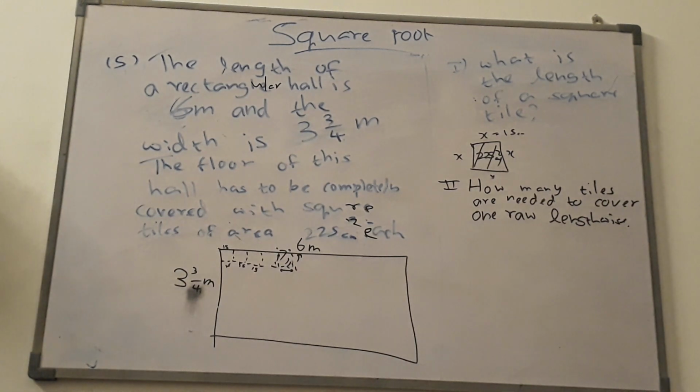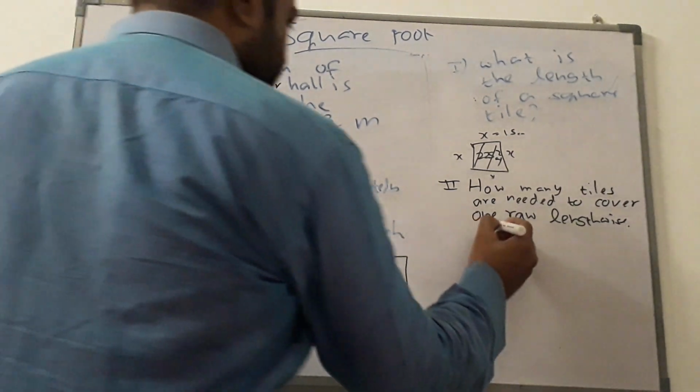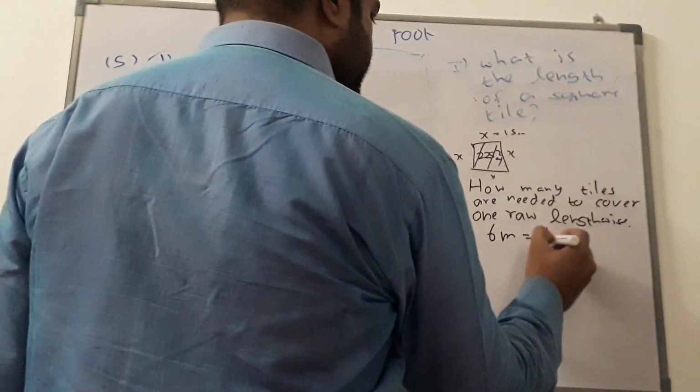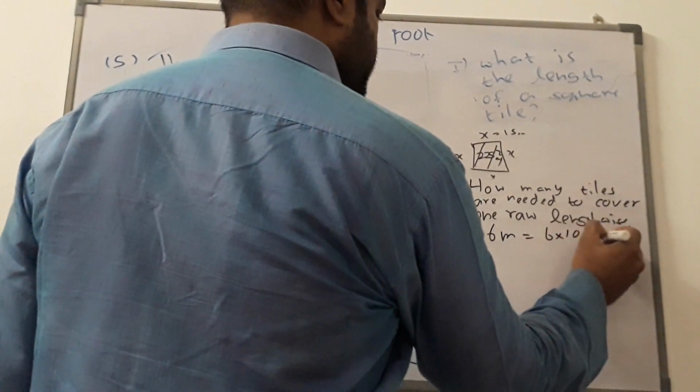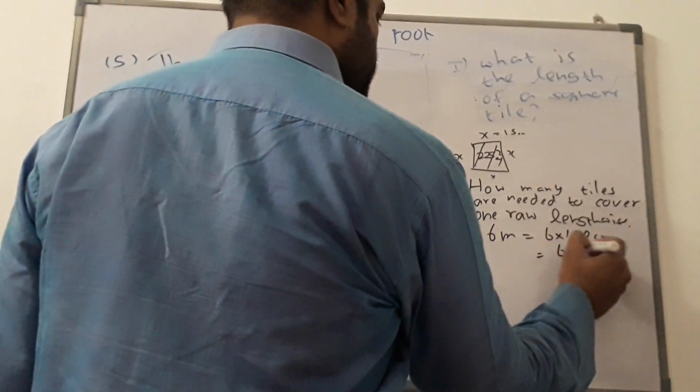So what should we first of all do? One is given in meters, the other is given in centimeters. What should we do first? We have to convert meters into centimeters. So 6 meters means 6 times 100 centimeters, that means 600 centimeters.